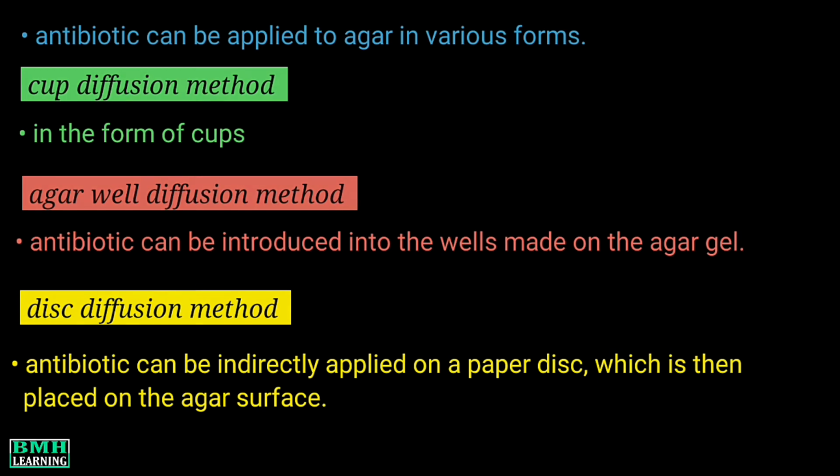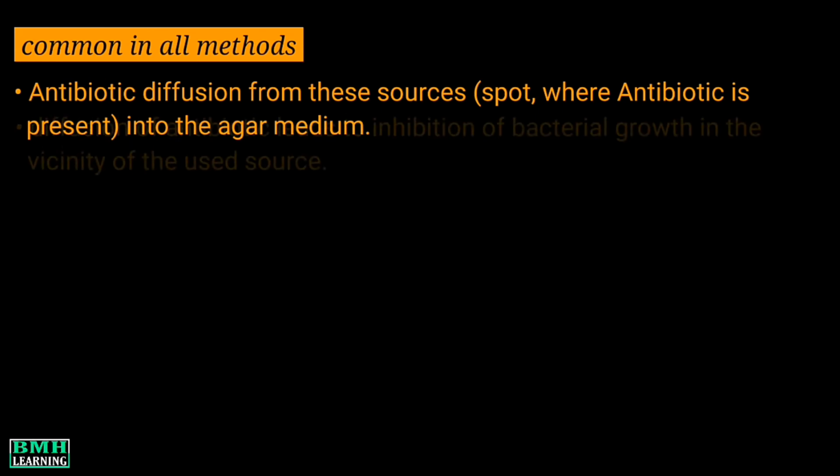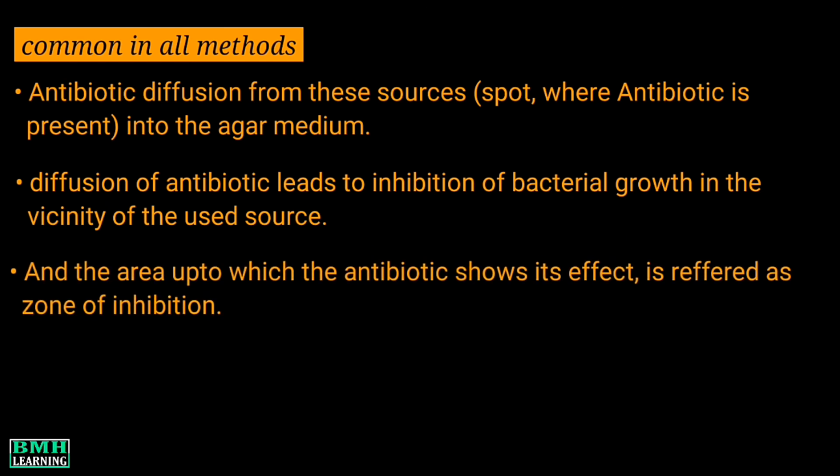Whatever method we choose, one thing is common, and that is the antibiotic diffusion from these sources into the agar medium. The diffusion of antibiotic leads to inhibition of bacterial growth in the vicinity of the used source, that is the antibiotic source. The source represents the spot at which the antibiotic is applied in the agar, and the area up to which the antibiotic shows its effect is referred to as the zone of inhibition.